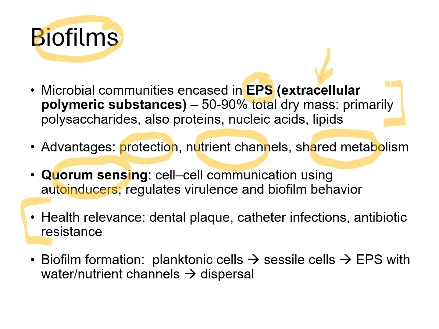Quorum sensing is cell-to-cell communication using molecules known as autoinducers. This lets microbes sense their population density and coordinate virulence or dispersal. So I'll talk more about that soon. And finally, we're going to look at biofilm formation in the next slide.